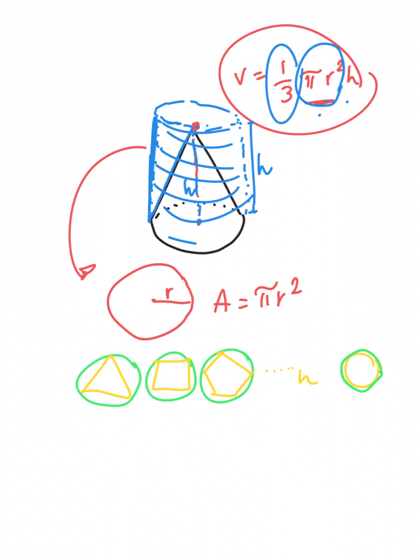Now, as we see this, we can see that it will fit a polygon on the inside. And then we know that the volume is a third times the base multiplied by its height.